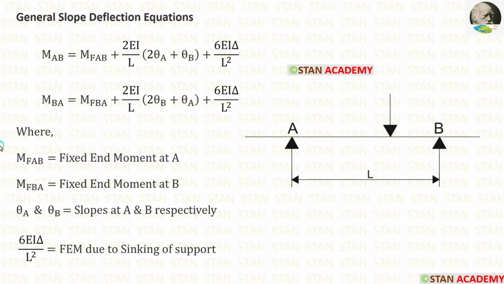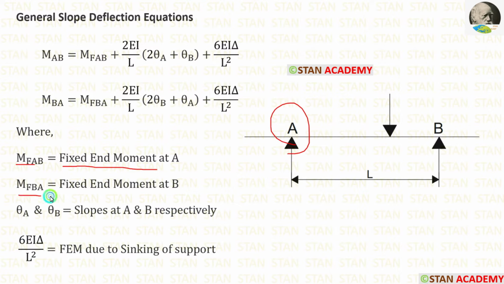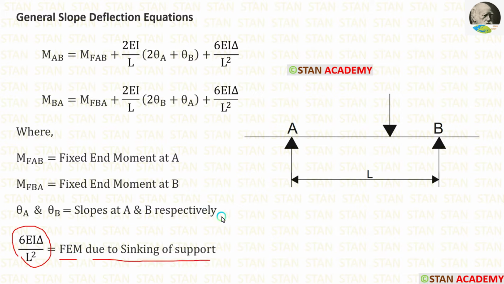In these equations, M of AB is the fixed end moment in the point A. M of BA is the fixed end moment in the point B. Theta A and theta B are the slopes in the point A and B respectively. 6EI delta upon L square is the fixed end moment due to the sinking of the support.